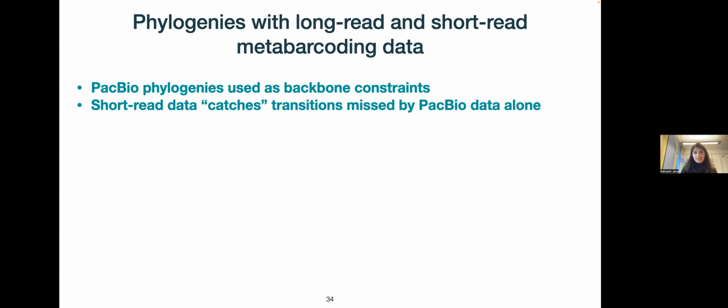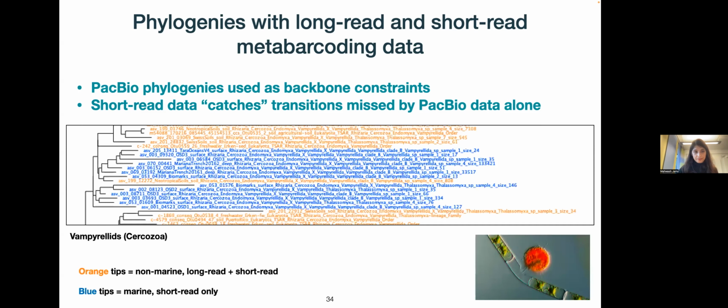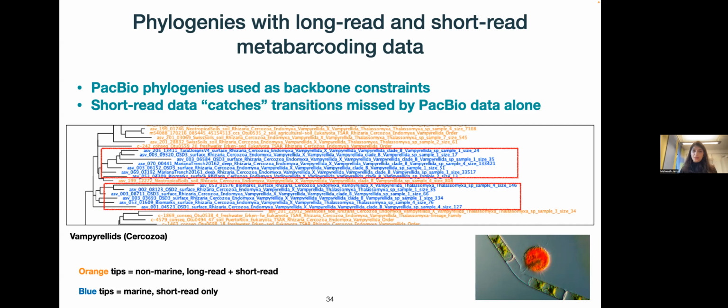The result is that we got these really comprehensive trees, and we were able to detect transitions that are missed by the PacBio data alone. To illustrate this, I'm going to show you one example from the vampyrellid phylogeny. This is just a small section of the phylogeny of vampyrellids, of environmental sequences. In the orange are sequences from freshwater and soils, and in blue are the marine sequences. And in this particular case, all of these blue sequences came from the Illumina short read data.